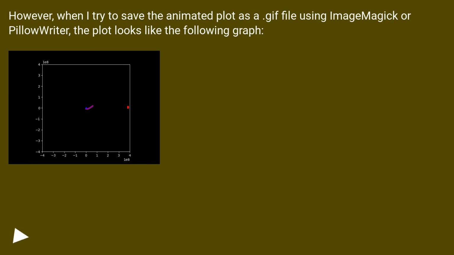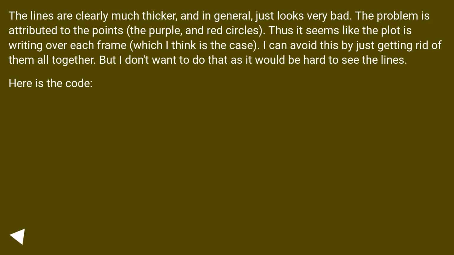However, when I try to save the animated plot as a GIF file using ImageMagick or PillowWriter, the plot looks like the following graph. The lines are clearly much thicker, and in general, just looks very bad. The problem is attributed to the points, the purple and red circles. Thus it seems like the plot is writing over each frame, which I think is the case.